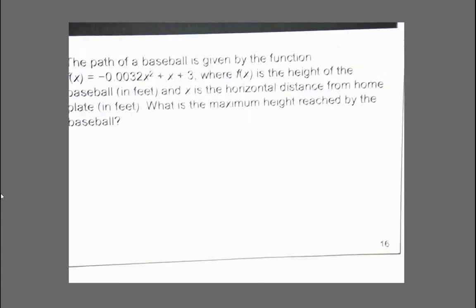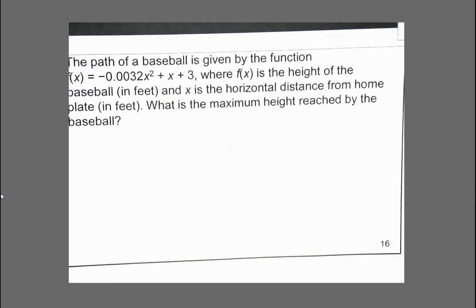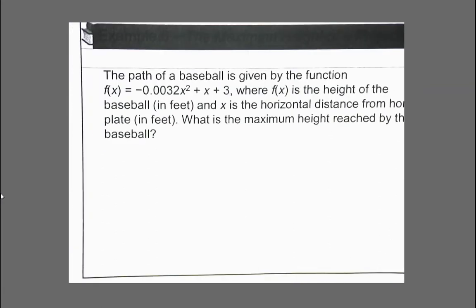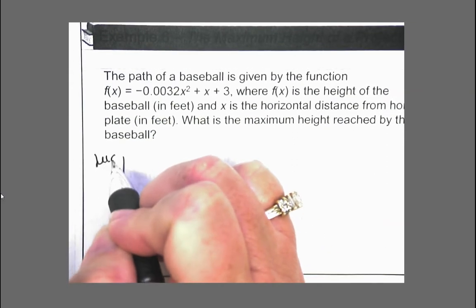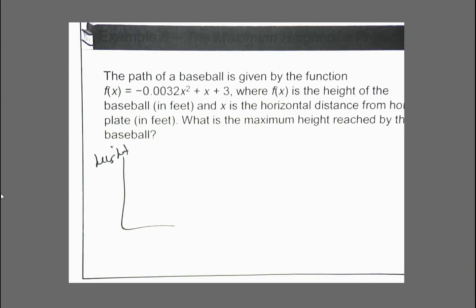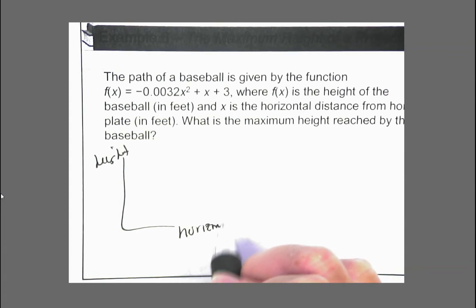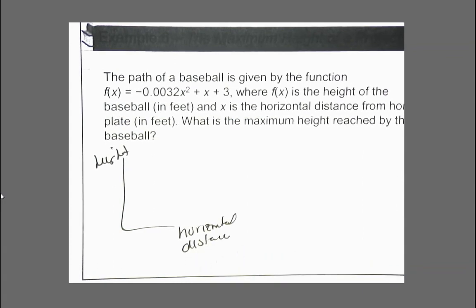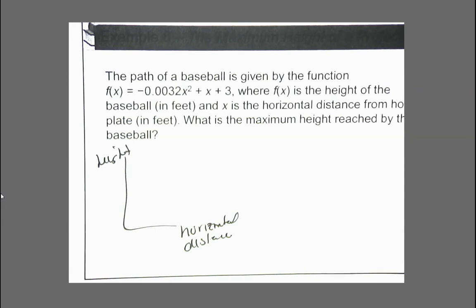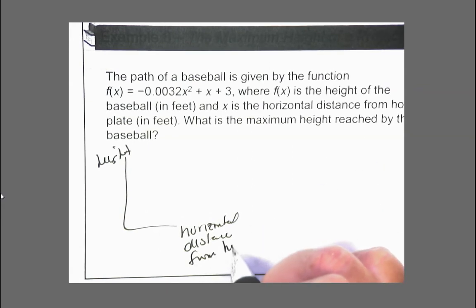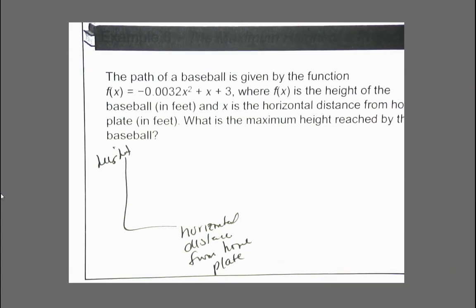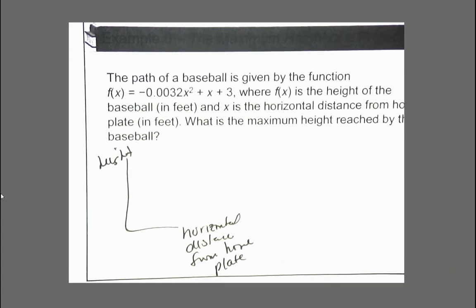And the very last thing, we're going to have one little word problem, and then we should be able to call it a day. So if the bell rings, let's get through the example, hopefully. All right. So it says the path of a baseball is given by the function blah, blah, blah, where f of x is the height. So your y value is the height. If I were to graph the thing, this would be your height, of the baseball in feet. X is the what? Horizontal distance from home plate. That's telling you how far away it is from home plate, correct? So it's the horizontal distance. It's telling you how far away it's going to land from home plate.